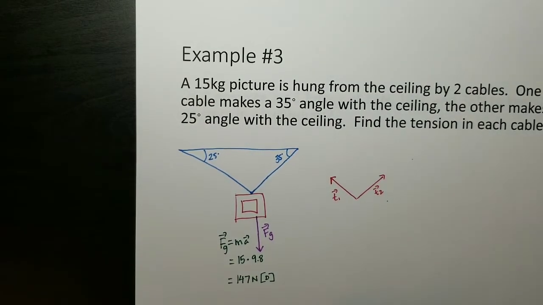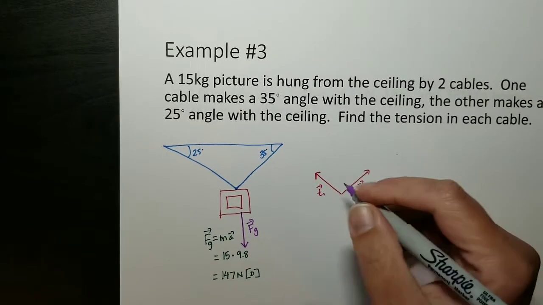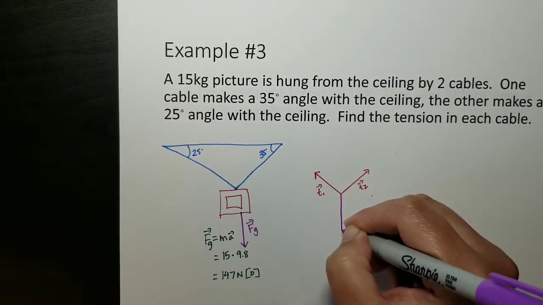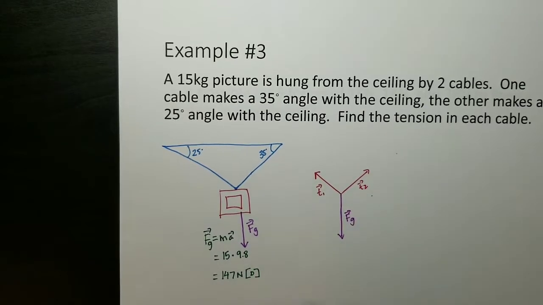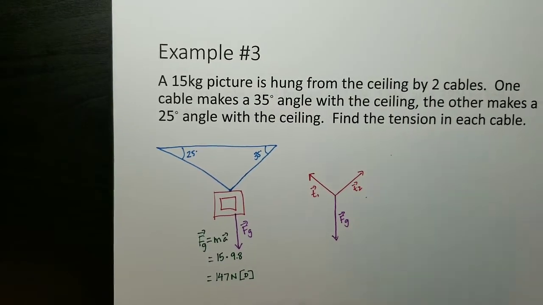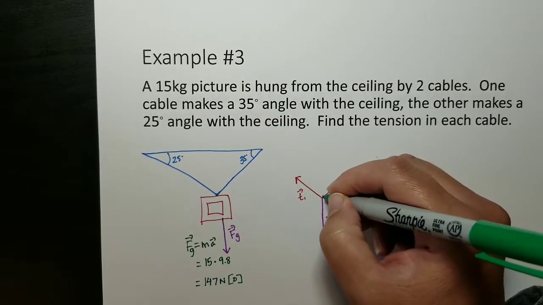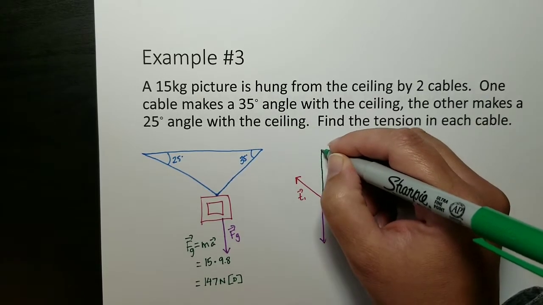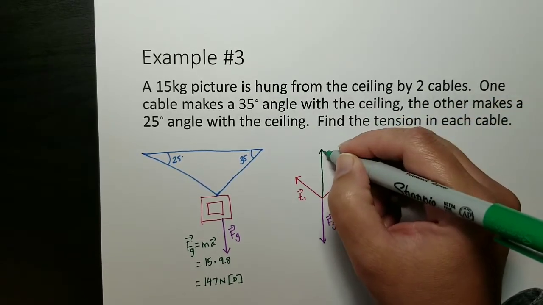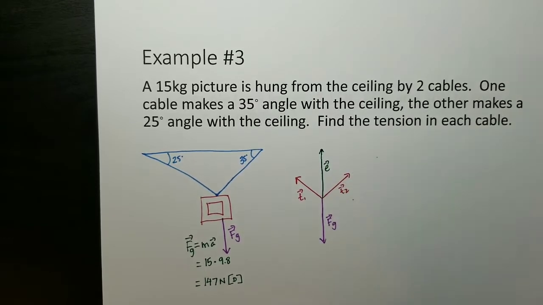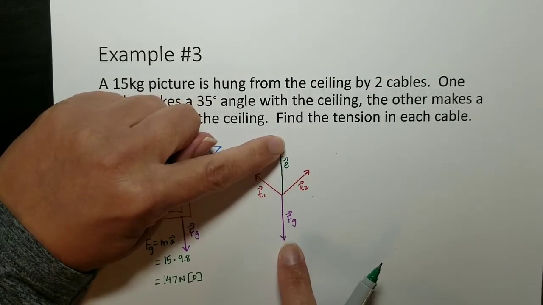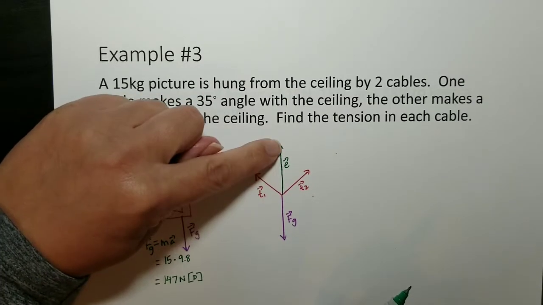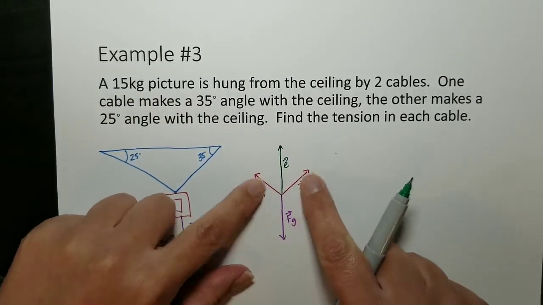And I know that the force of gravity is going to be going straight down, so there must be an equilibrium force going straight up. These two will balance each other out. Now, the only place this equilibrium force could come from is from the tensions in the wires.